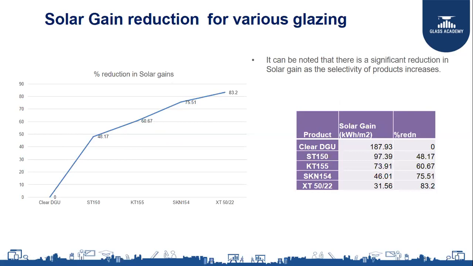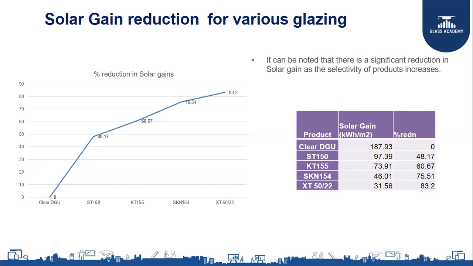And there is one more indirect benefit. Cooling load reduction is a direct benefit. Here it is an indirect benefit. It shows how much is the heat gain. So if you are sitting near the window, you will get some heat. If it's going to be a clear DG, how much heat? 187 kilowatt hour per square meter. That is the amount of heat that is going to hit you when you sit near the window.